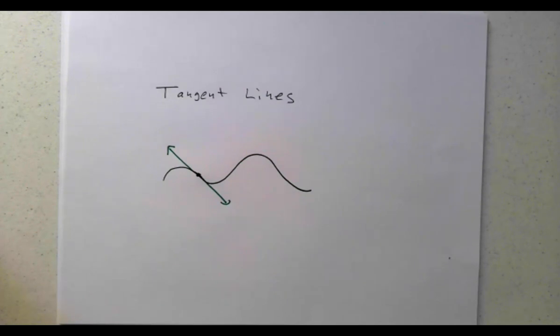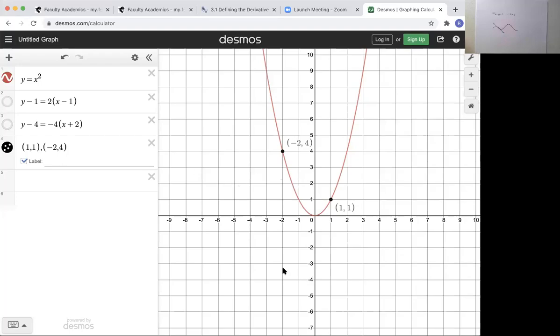I'm going to pull up the function y equals x squared on Desmos. There it is. And I have 2 points of interest. I have the point 1, 1, and I have the point negative 2, 4. And my goal is to draw in the tangent lines. So what do I mean by that?